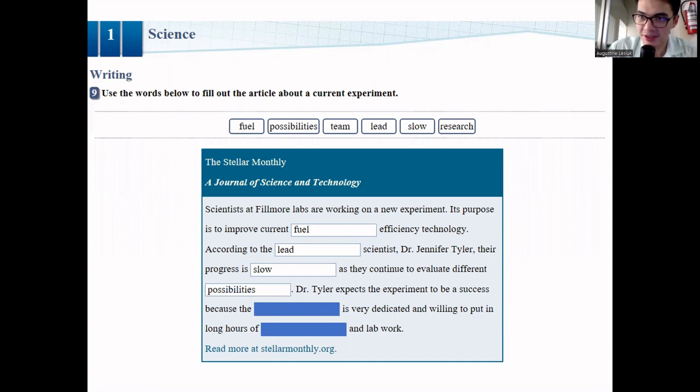So possibilities is like outcomes. So you flip a coin, you only have two possibilities, heads or tails, after you flip the coin. So there are different outcomes or different things that could happen in this experiment. Dr. Tyler expects the experiment to be a success because the team is very dedicated and willing to put in long hours of research and lab work. Okay? Those are the answers for this part, for this writing part of this unit.